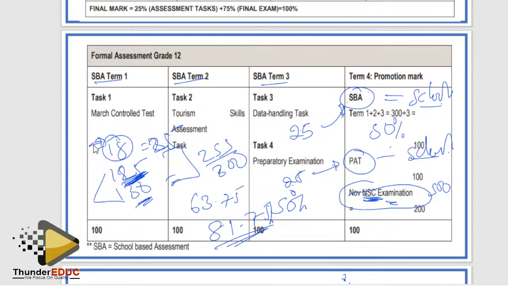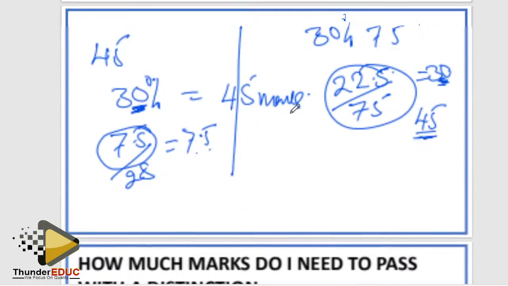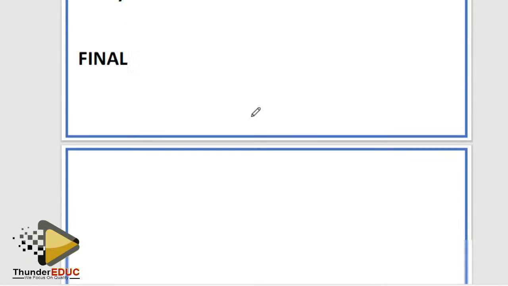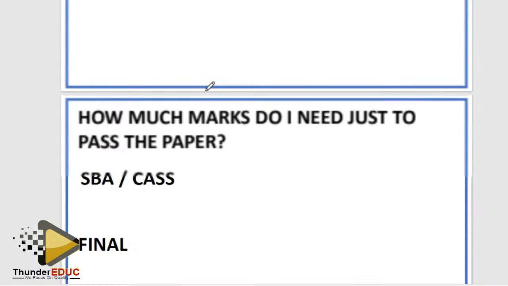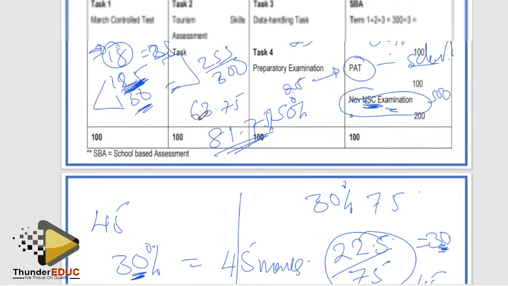But guys, there is also a scenario whereby we don't consider the SBA. Yes, so we have to talk about it. Why is my SBA not considered? I will talk about it. So now guys, I think we are clear there.